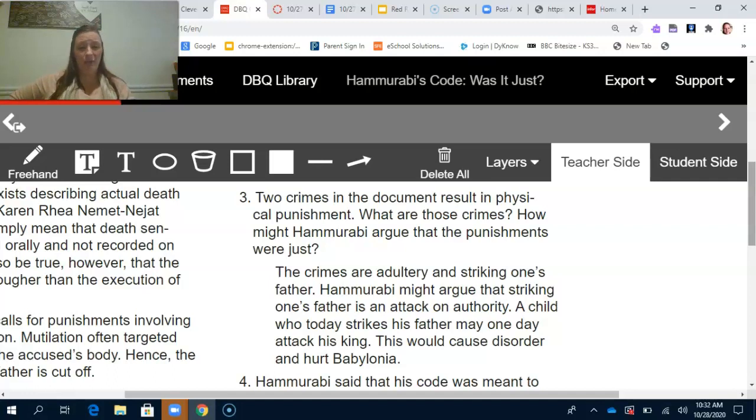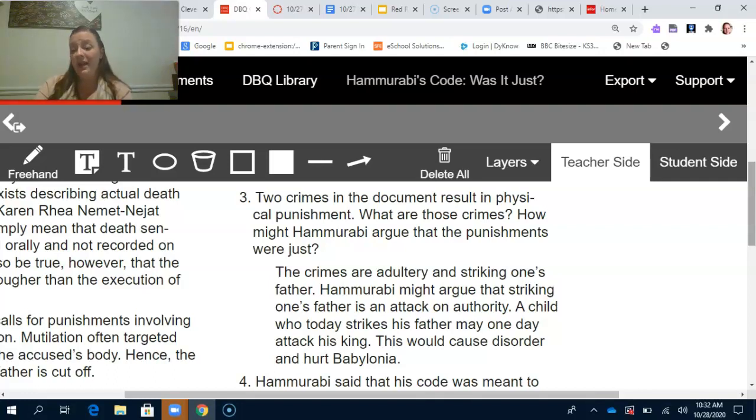Hammurabi might argue that striking one's father is an attack on authority. And so if a child is able to hit his father, what is to stop them from someday hitting or attacking the king, who was the head of the entire society? And because of that, they would cut off his hand. Otherwise, it would create disorder and hurt Babylonia.